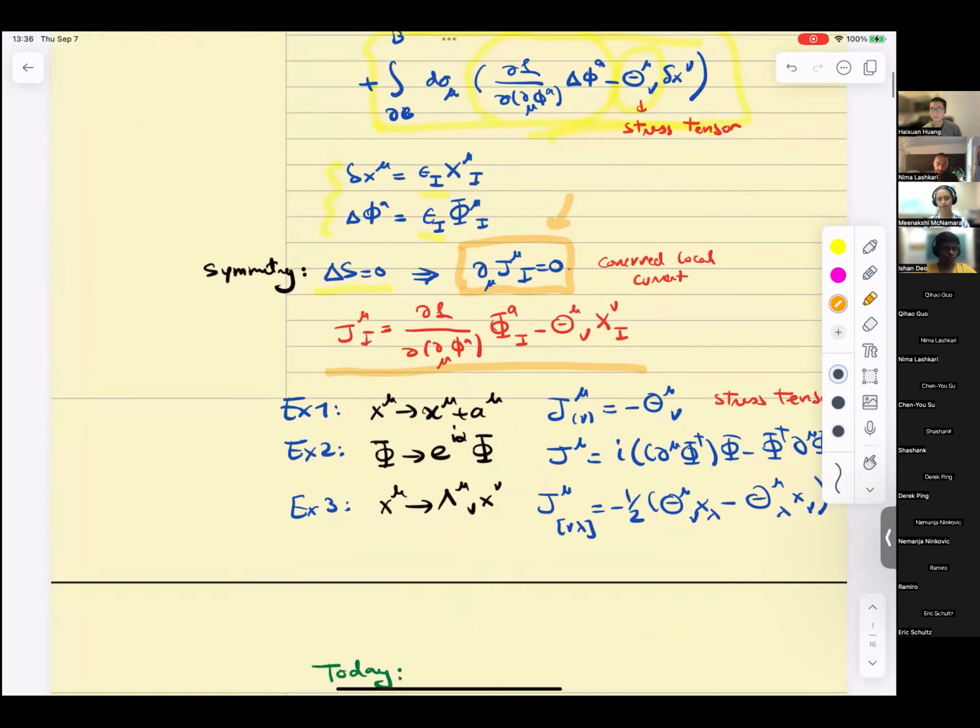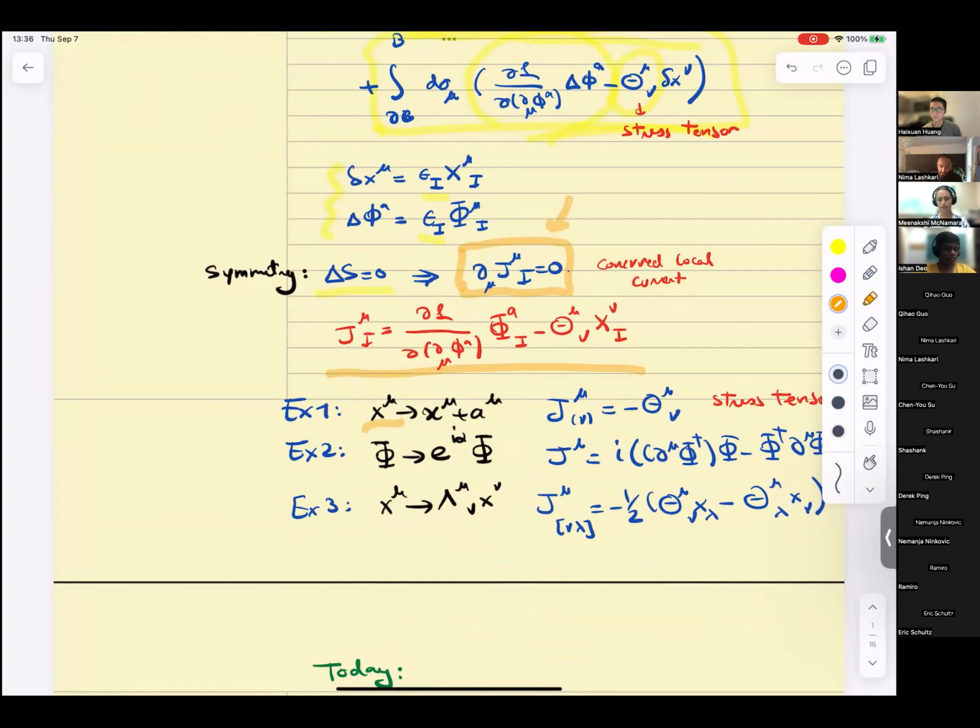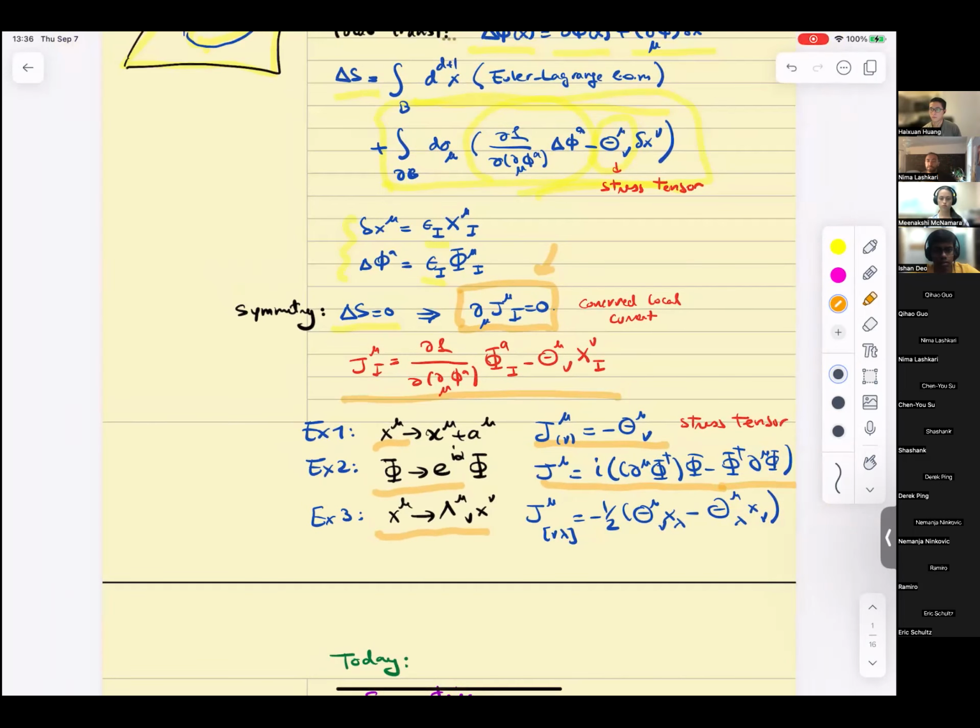So we worked out 3 examples. Example 1 was translation. Then there was phase rotation. And then, the space-time translations. We saw that the conserved current associated with this is the stress tensor. We took a complex scalar field and we did a phase rotation. We saw that there is a conserved current associated with that. This is the conserved current. And then finally, we looked at space-time transformations. We saw that the conserved current associated with it could be written in terms of the stress tensor.